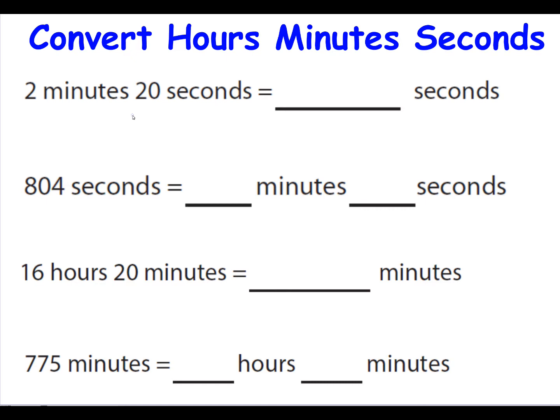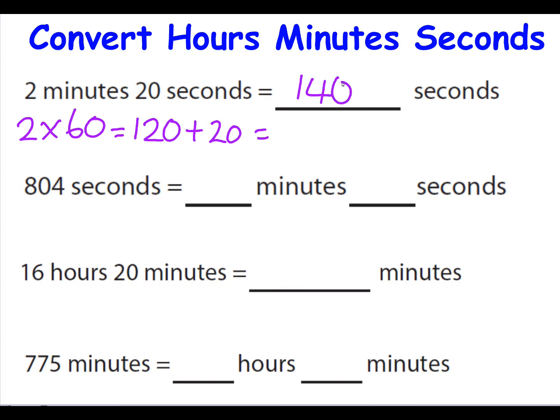If I have 2 minutes and 20 seconds, what is that in seconds? Well, if I've got 2 minutes and I know there are 60 seconds in a minute, 2 minutes is actually worth 120 seconds. I've got to add this to the 20 seconds I've already got, so that gives me 140 seconds as an answer. So that's nice and straightforward. I'm multiplying my minutes by 60 to give me my seconds, and I'm adding the seconds I've already got.